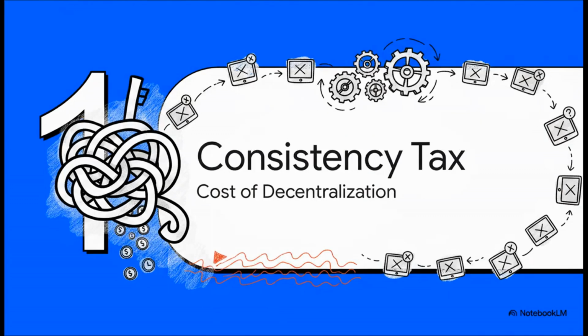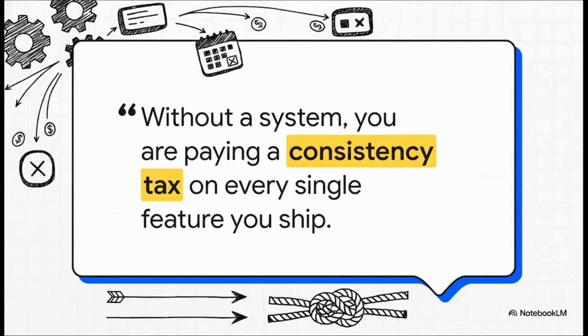Section 1. The hidden consistency tax. The hidden cost of decentralized work. Let me pose a question to you. Right now, across all your various product teams, how much redundant work is quietly draining your company's resources? To really frame this, there's this brilliant observation from Sarah Drasner, Director of Engineering at Google. She notes that without a system, you are paying a consistency tax on every single feature you ship.